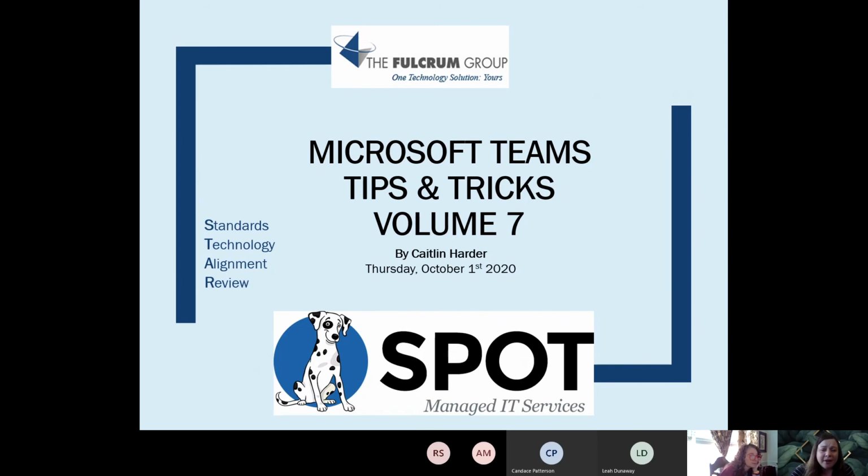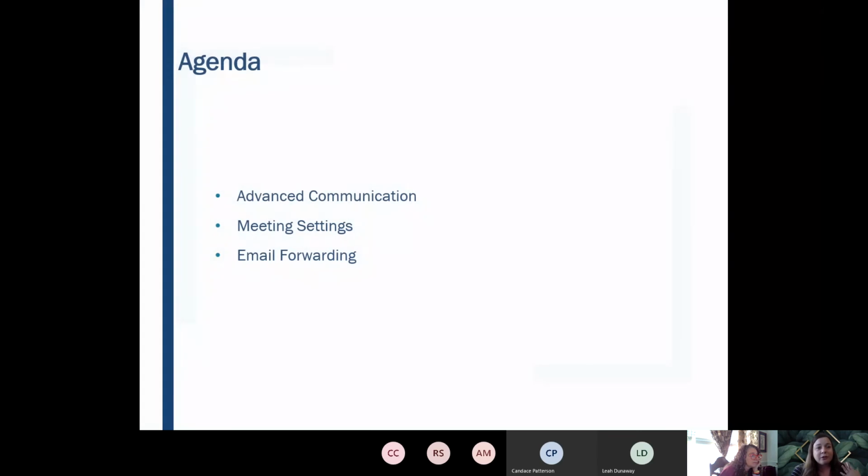So I want to touch base on what we talked about last time. On our agenda last time, we talked about together mode and breakout rooms. Today we're going to talk about the feature of advanced communication, meeting settings that you can use to maximize your meeting with your teams, and then also email forwarding and email sending within Teams. So those are a few features that we're going to go over today, and the features that we previously have done, you can go onto our YouTube channel and I will post that at the end of this meeting.